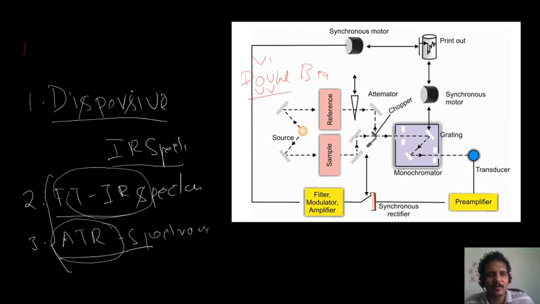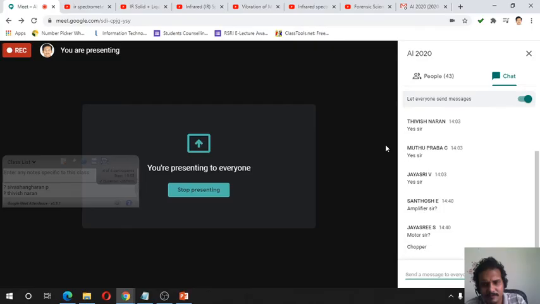Do you remember the block diagram of the UV visible spectrometer? There is one important difference between that block diagram and this one. Can you spot it? Look at this picture. Can you spot the very important difference compared to your UV visible spectrometer and this IR?